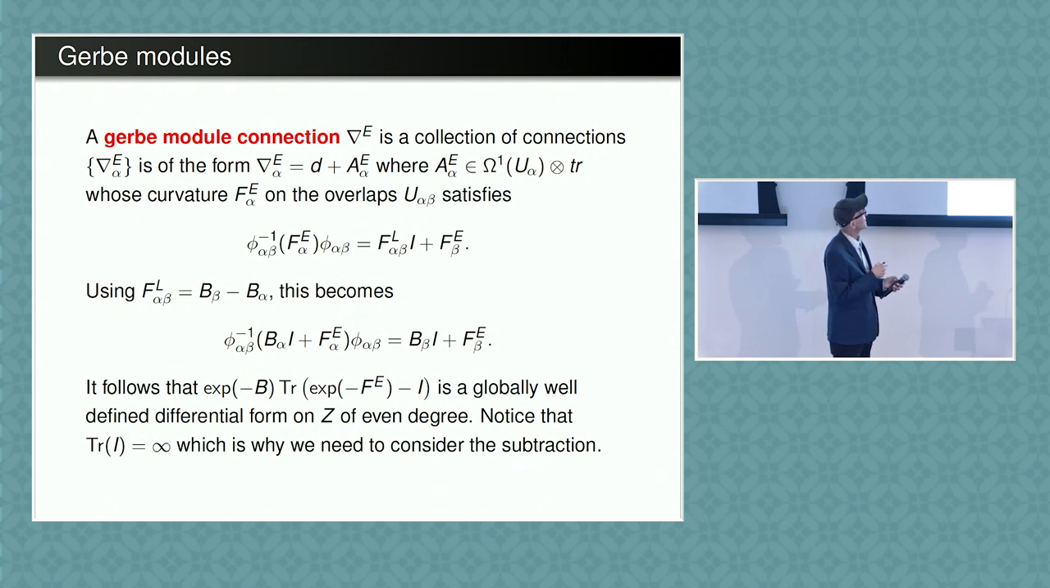So then using the fact that the gerb has the property that the curvature of L alpha beta is B beta minus B alpha, some little algebra says that phi alpha beta inverse of B alpha plus F E and phi alpha beta is F E beta plus B beta, right? So this exponential of minus B times the trace of exponential of minus the curvature of E, and then you have to throw in minus the identity because you can't take the trace of the identity. This is a global well-defined differential form on Z of even degree.